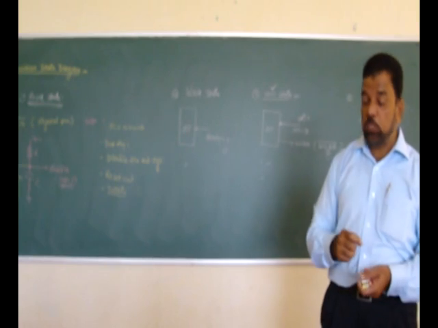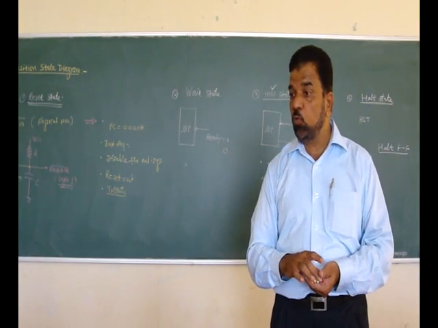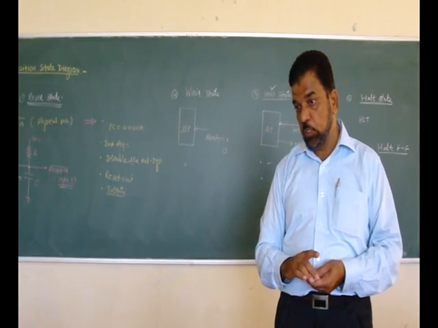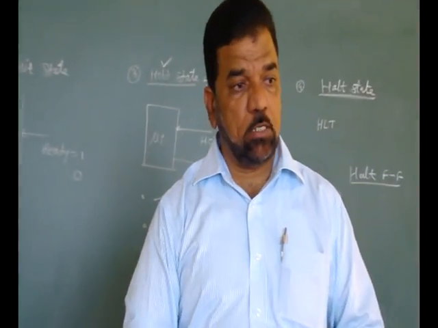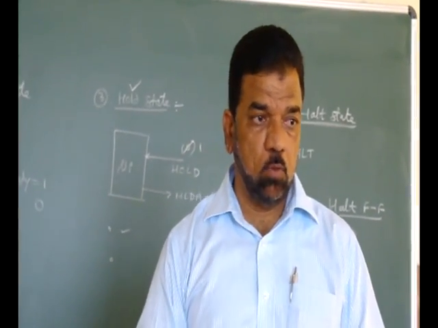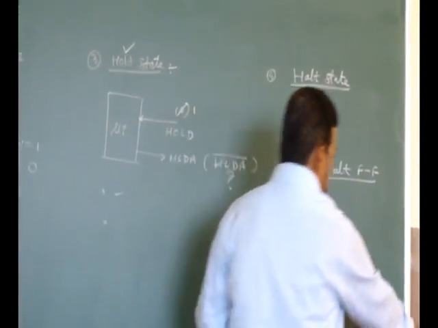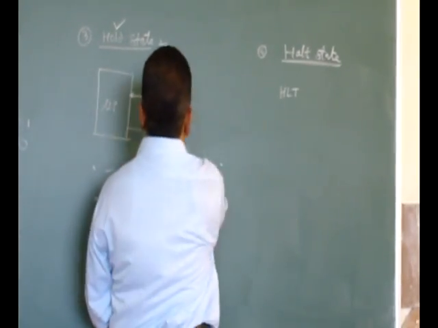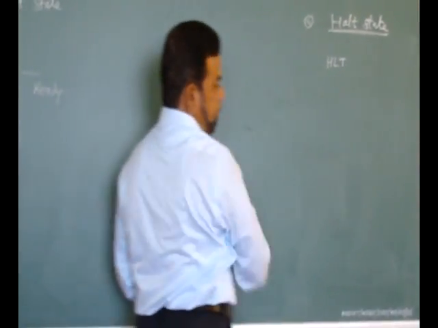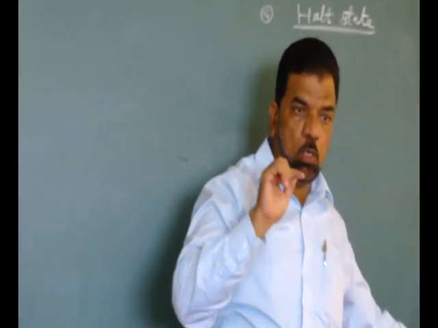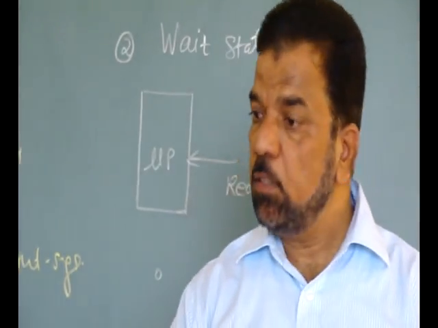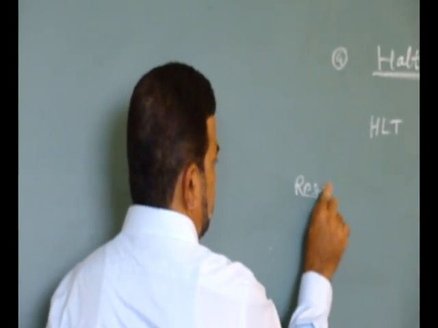Now a very important question is how to come out of halt state. If the processor is in halt state, how do we come out of that? There are various ways. The very first way is you can reset the system. That is the first key you press on the keyboard: reset. So one way is just to reset the system.